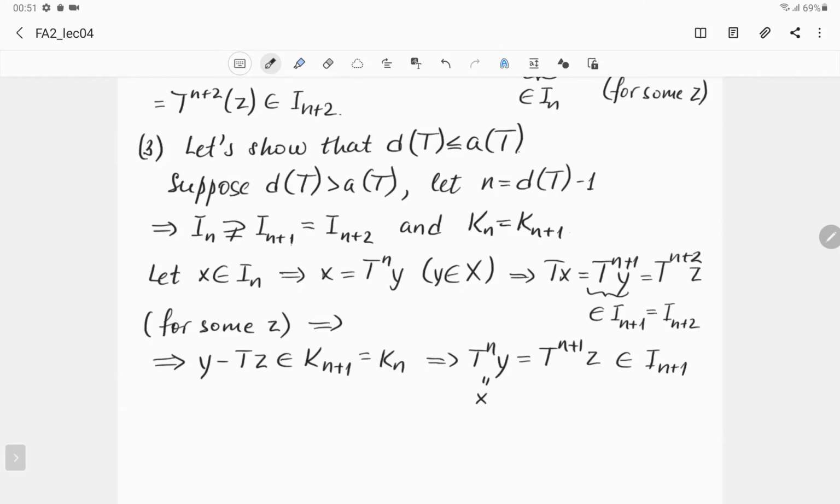Okay, so we see that an arbitrary element x from R(T^n) actually sits in R(T^(n+1)). And so this implies that R(T^n) equals R(T^(n+1)). And this is a contradiction because we assumed from the very beginning that R(T^n) is strictly bigger than R(T^(n+1)). So this contradiction shows that d(T) is indeed less than or equal to a(T). And a similar argument shows that the opposite inequality is also true, and this is an exercise for you.